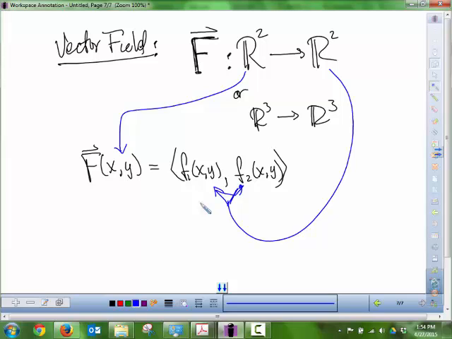Okay? So the interesting thing about this is how are we going to take derivatives, and then how are we going to take integrals of these things? All right, this is your quick intro. Next time we'll dive into vector fields, and then we're going to start taking derivatives.